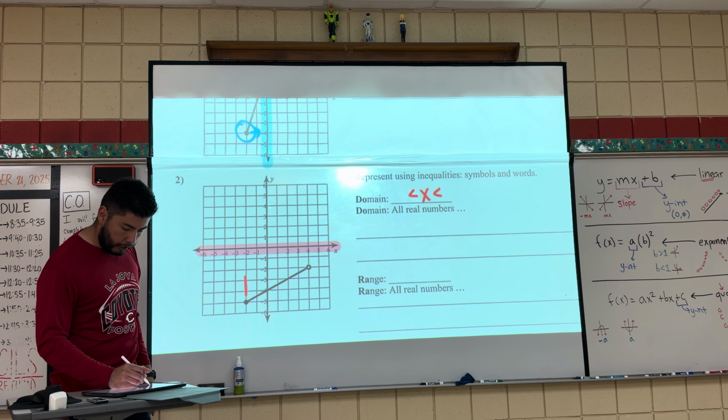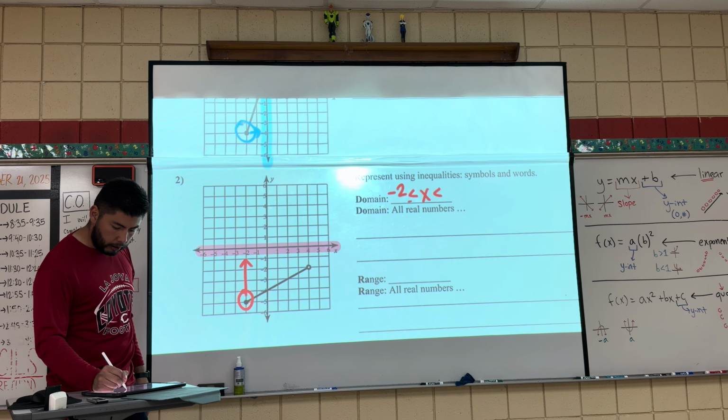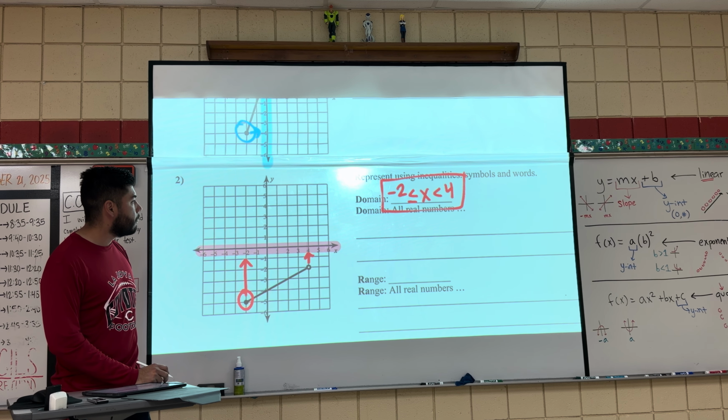For domain, we know it's x, so we only look at the numbers here. It started at -2. It's closed, line under, and it got to 4. So 4 open. There it is.